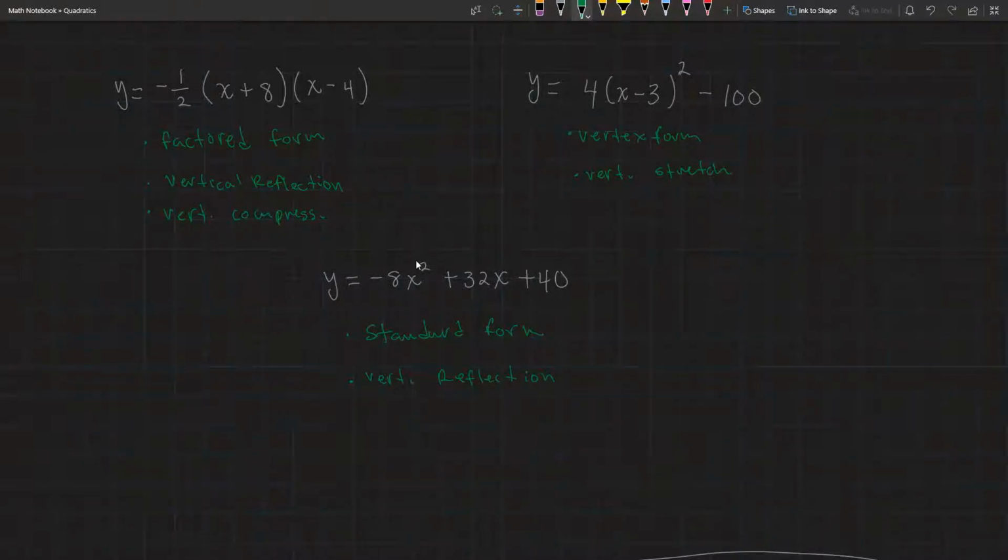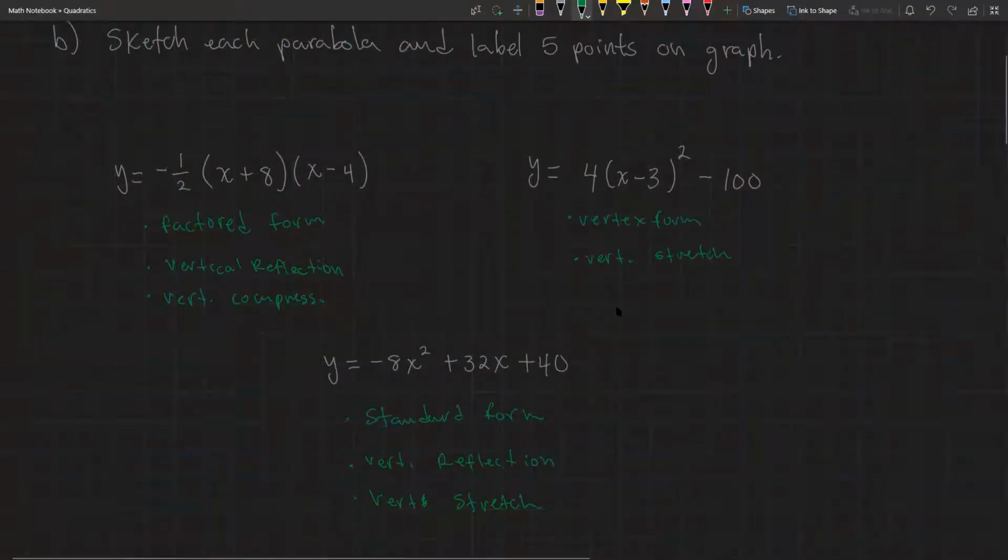And we know that now we need to compare this 8 in its absolute value to 1. So is 8 greater or less than 1? 8 is greater, so therefore this is a vertical stretch. But it's also been reflected vertically.